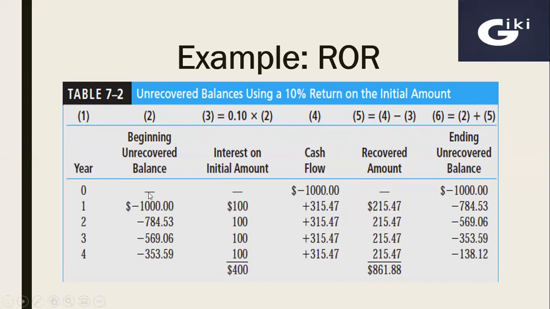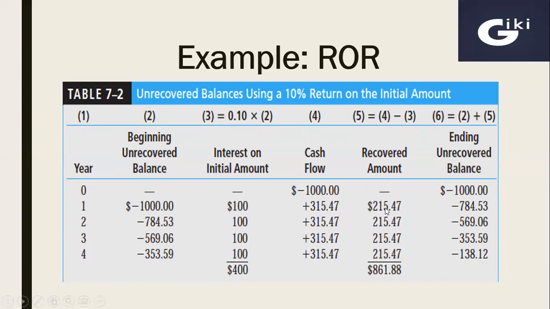So at time zero, we don't have any beginning amount, no interest amount, and the cash flow is minus 1,000, no recovered amount, and the ending unrecovered balance is $1,000. At the start of the first year, we'll have $1,000 beginning unrecovered balance, but we need to calculate interest every time on the initial amount, which is $1,000. So 10% of 1,000 is $100. The interest amount will be the same each time period, and the cash flow in total is 315.47 minus 100, 215.47. If the interest amount is the same, the cash flow amount is the same.